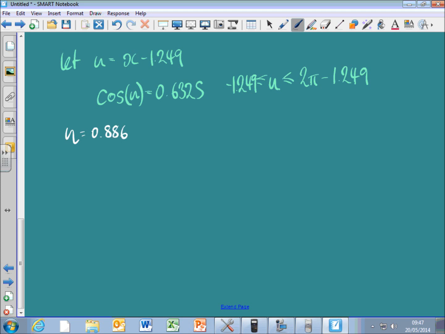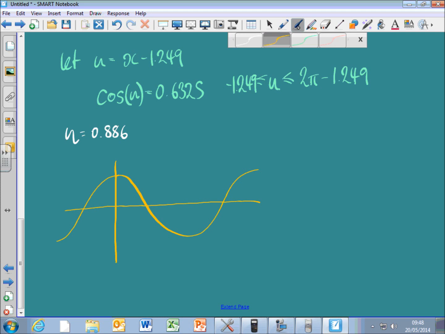I'm going to look at the cosine graph, which starts at 1 and then it comes up here. But remember, I'm looking at the negative bit of it as well. I'm going from minus 1.249 upwards. So this is pi and this is 2 pi. So 0.886 is going to be about here.